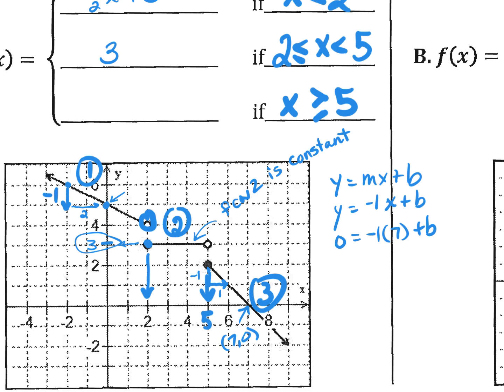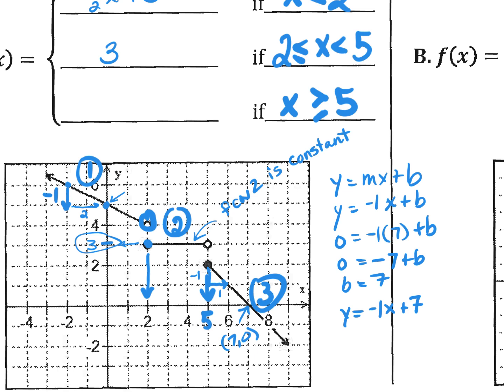So what is b going to be? Well, 0 equals -7 plus b. You tell me. How do I solve for b? Don't make it harder than it is, guys. One-step equation to solve. How do I solve for b? Add 7 to both sides, right? Okay, so what is b? B is 7. So now all I have to do is literally plug in y equals -1x plus what?